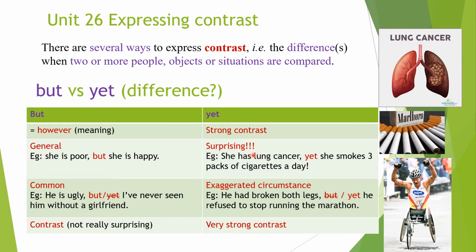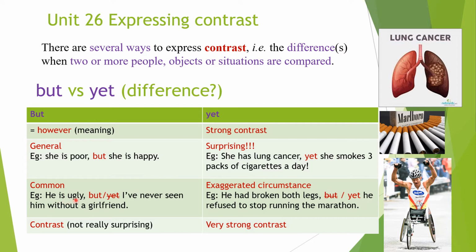How can you do that? It's quite abnormal, I would think. It's quite surprising that she still smokes so many cigarettes even though she has lung cancer. So yet is showing the surprising feeling or result. But is more common.